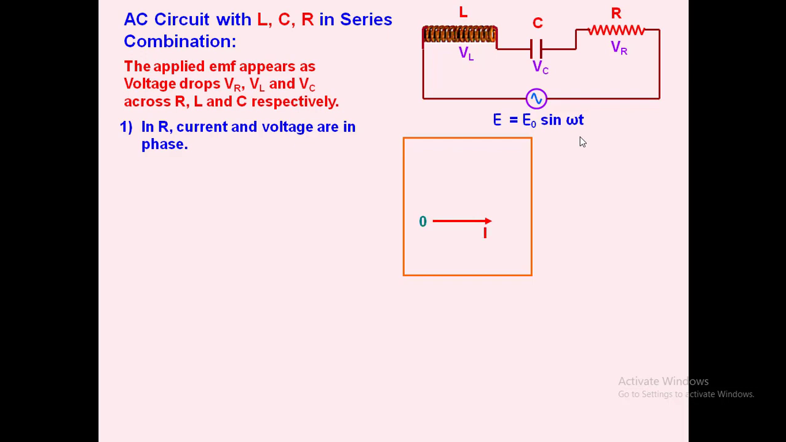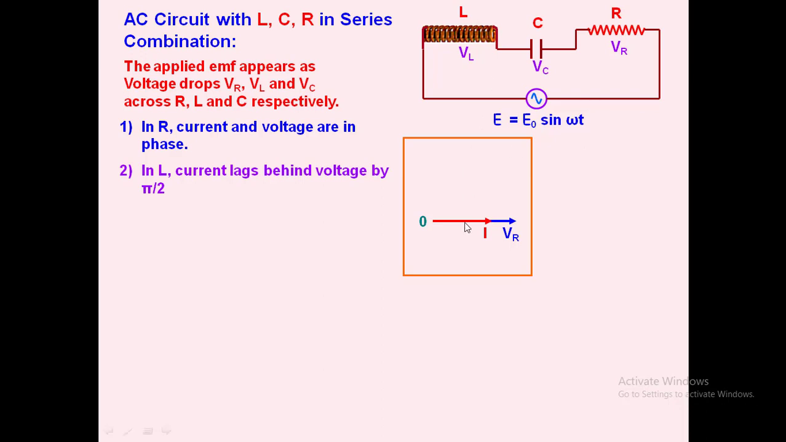Now I am going to take the phasor diagram. Let it be the current and that be the voltage. So both are in the same direction. Same direction means both are in the same phase. In an inductor, current lags behind voltage by pi by 2. That means who is going to lead here? The voltage is going to lead the current by an amount pi by 2.